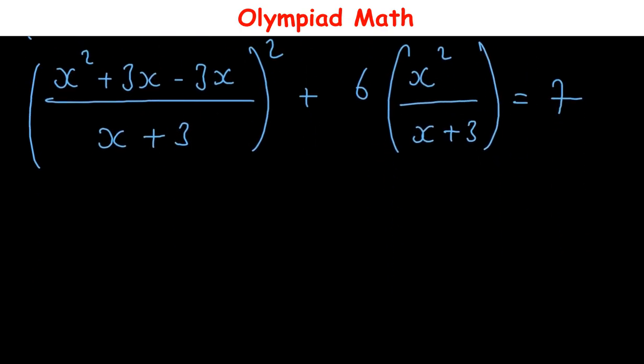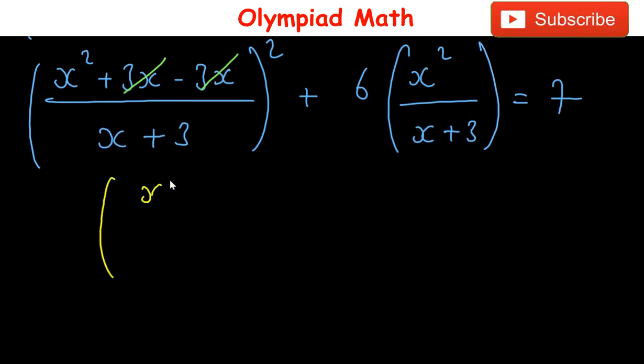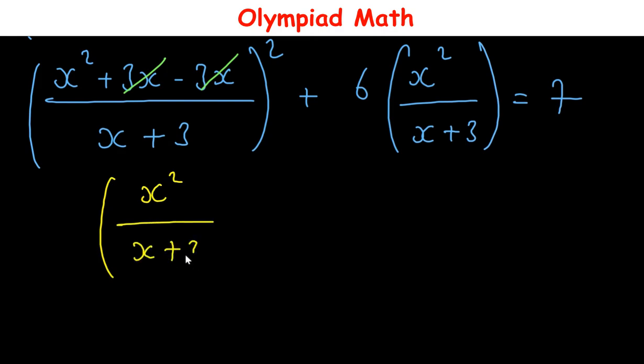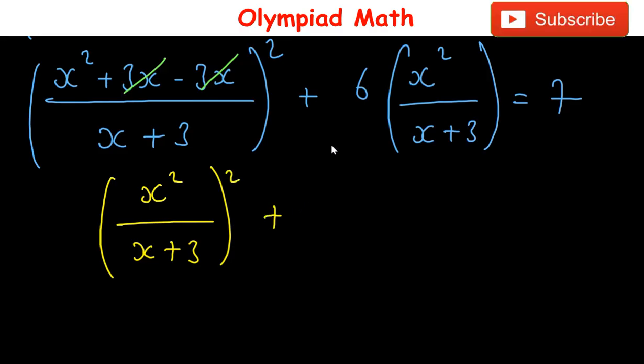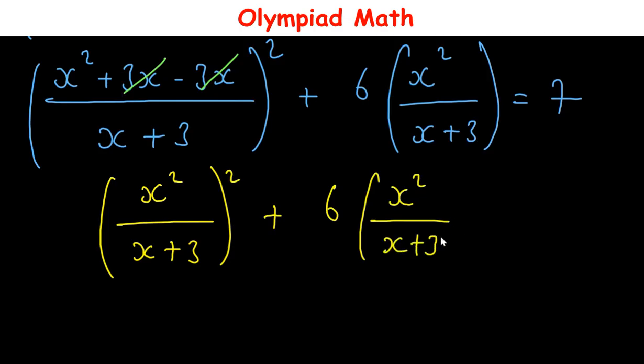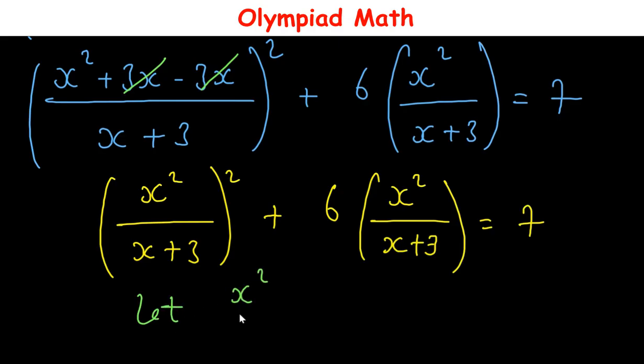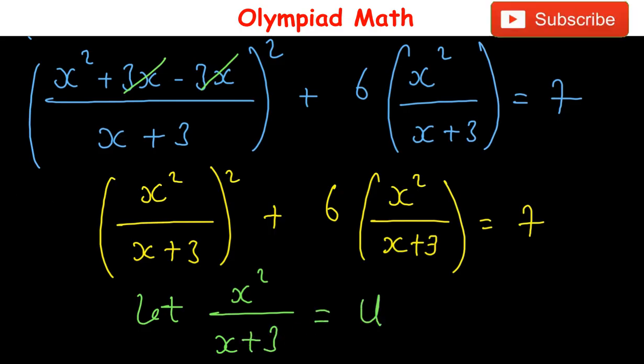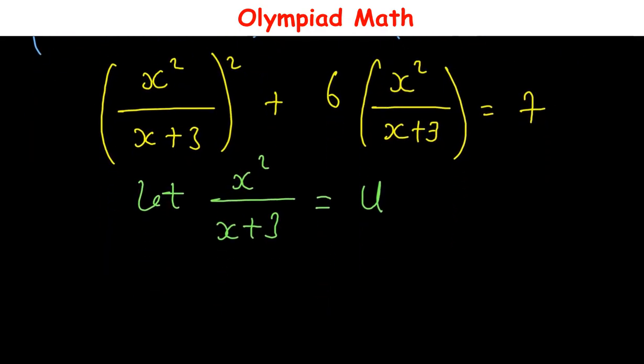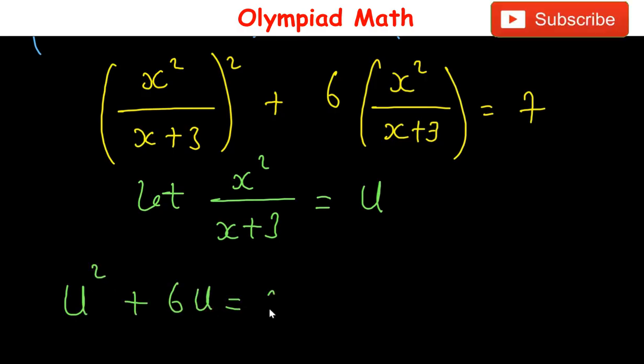Next, we have that 3x we cancel minus 3x, so we are then left with (x squared over x plus 3) all raised to power 2 plus 6 into bracket x squared over x plus 3, and this is equal to 7. Next, we are going to say let x squared over x plus 3 equal to u. So this equation then becomes u squared plus 6 times u is equal to 7.